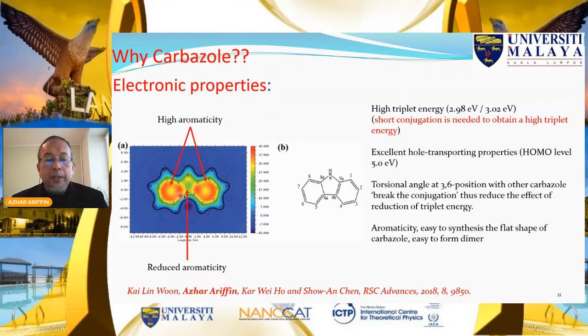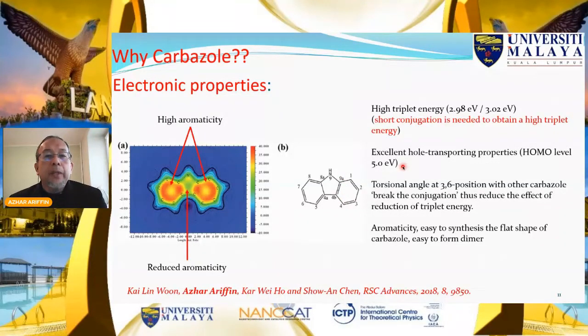This is what carbazole has. If you look at this diagram, you can see these two aromatic rings with high aromaticity. These two highly aromatic rings are separated by the reduced aromaticity of the five-membered nitrogen-containing ring. By having this kind of structure, we have the property of short conjugation. That is why carbazole has a high triplet energy, which is needed for a good OLED molecule.